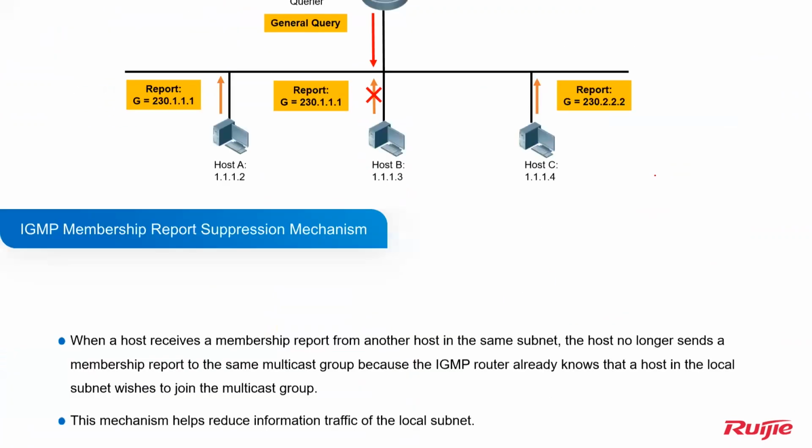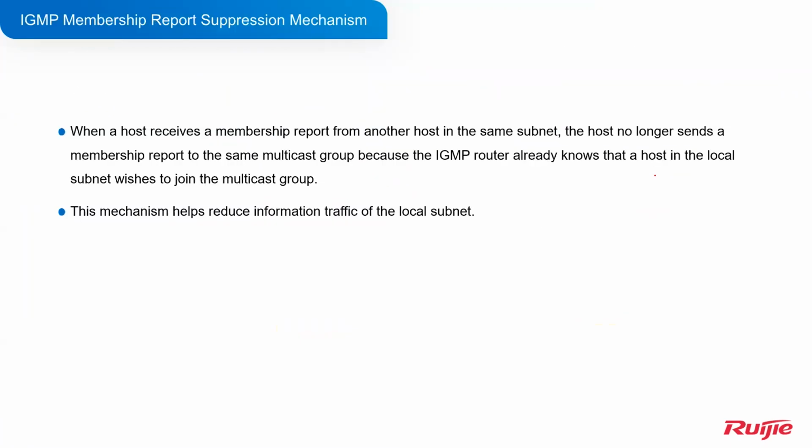Okay, and next, let's see the suppression mechanism. When a host receives a membership report from another host in the subnet, the host no longer sends a membership report to the multicast group, because the IGMP router already knows that a host in the local subnet wishes to join the multicast group.